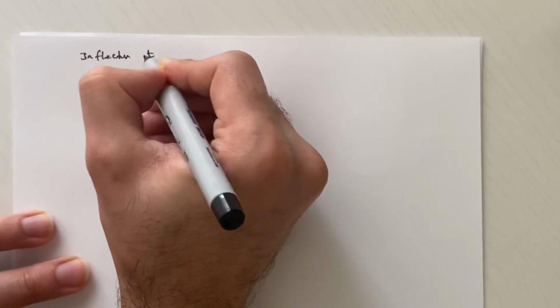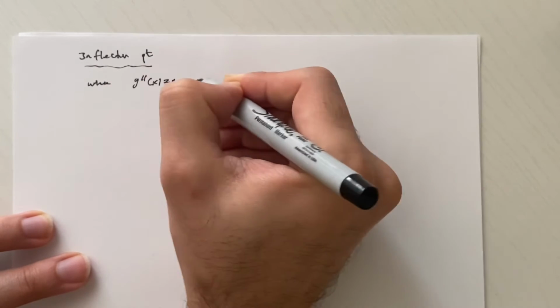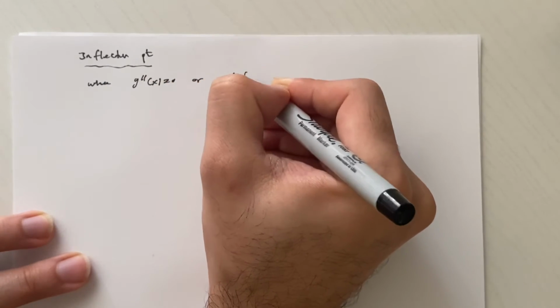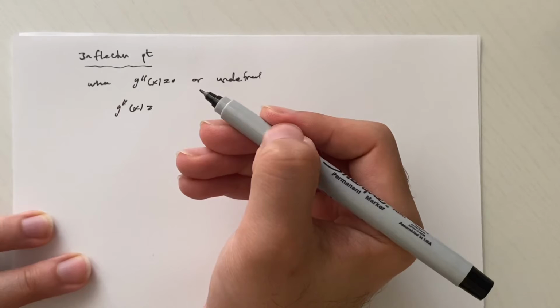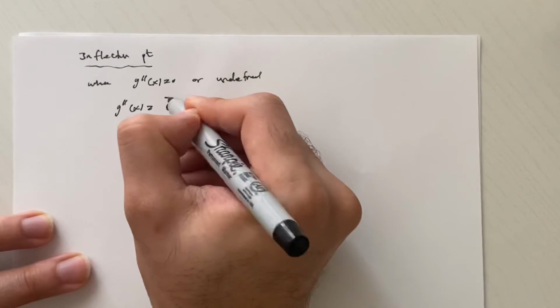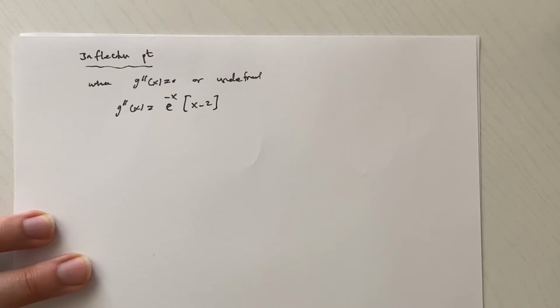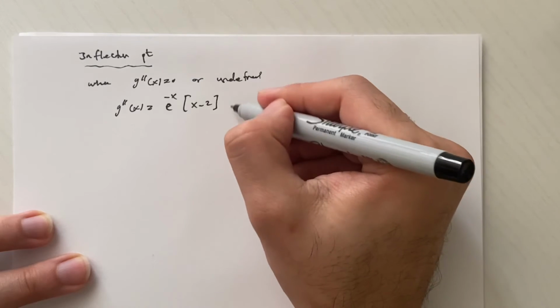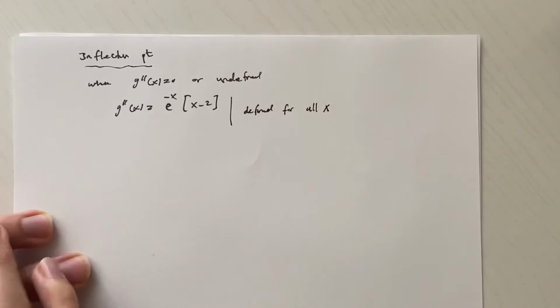Now, to find our inflection point, two conditions have to be met. The first condition is a possible inflection point is where the second derivative is 0 or undefined. To confirm that the possible inflection point is actually an inflection point, we have to do a test. So our second derivative again is gonna be e to the negative x, multiplied by x minus 2. Now this term is defined for all x values.